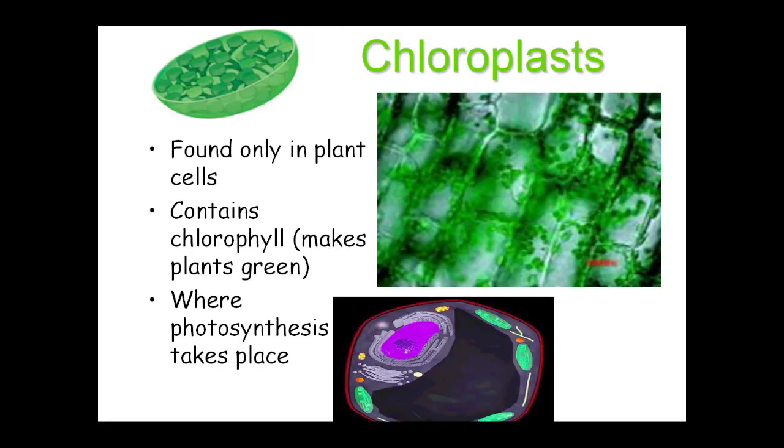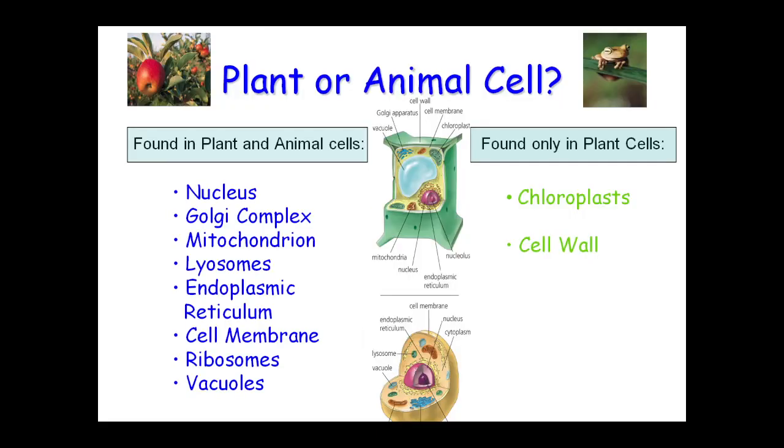Now if we talk about the chloroplast, it is found in the plant cell only, and its content, chlorophyll, makes the plant green, and of course it's the place where photosynthesis takes place.